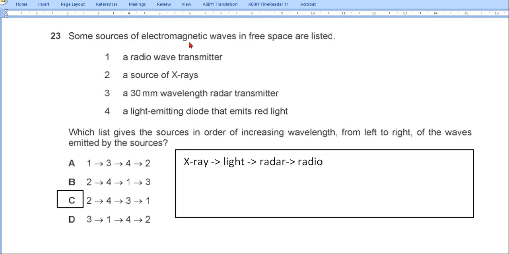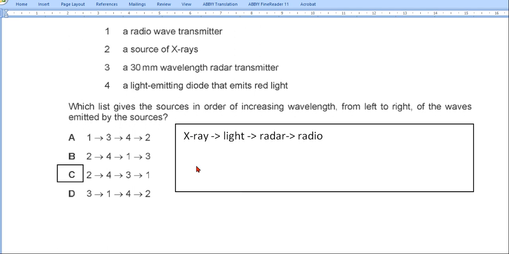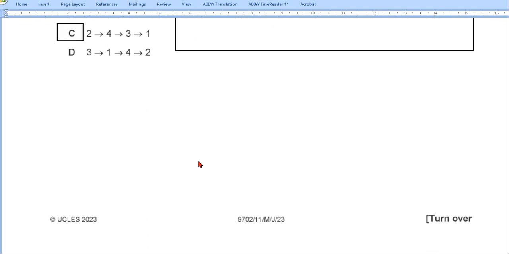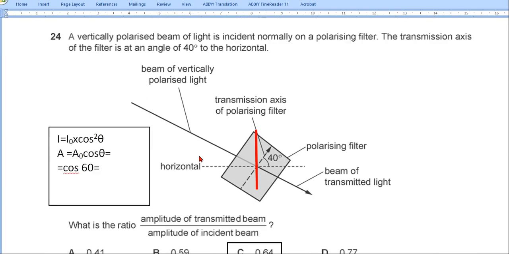Some sources of electromagnetic waves in free space are listed. Which list gives us the sources in order of increasing wavelength? So this we should memorize. Memorize the relation of frequency and wavelengths. So this is from memory.